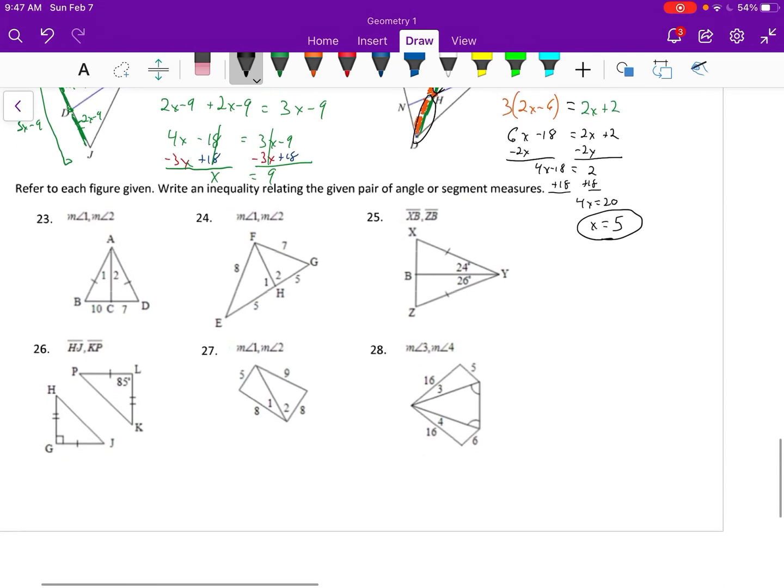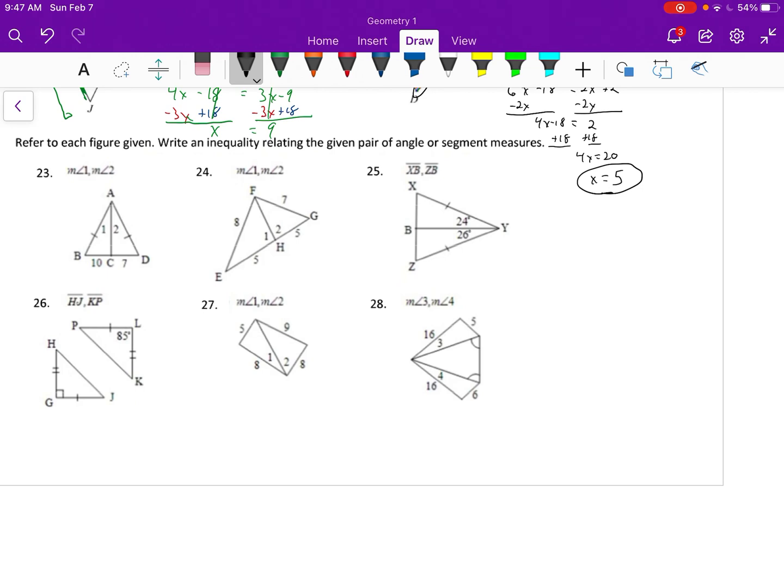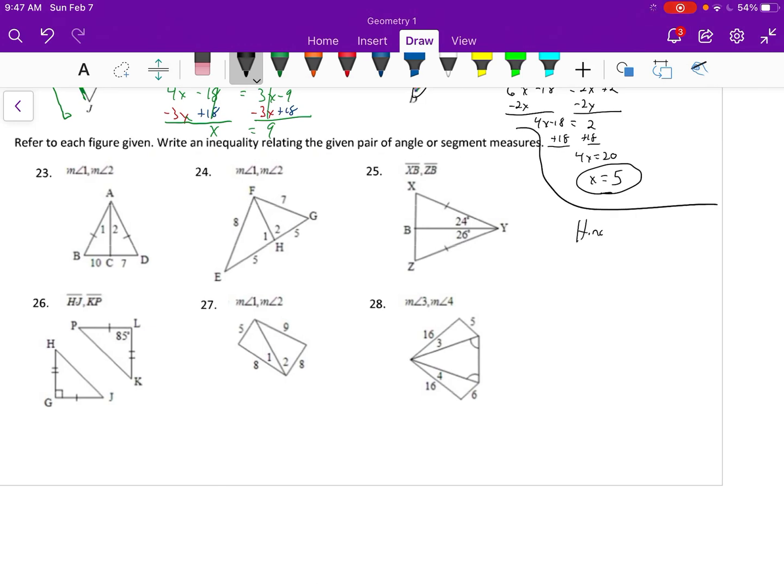All right, refer to each figure. Write an inequality relating the given pair of angle or segment measures. All right, so this has to do with the Hinge theorem. As we finish up here, we finish with the Hinge theorem and its converse, which basically says if two sides of one triangle are congruent to two sides of the other, and you know the two angles, like one angle is bigger than the other, the side across from it will be larger, or vice versa.